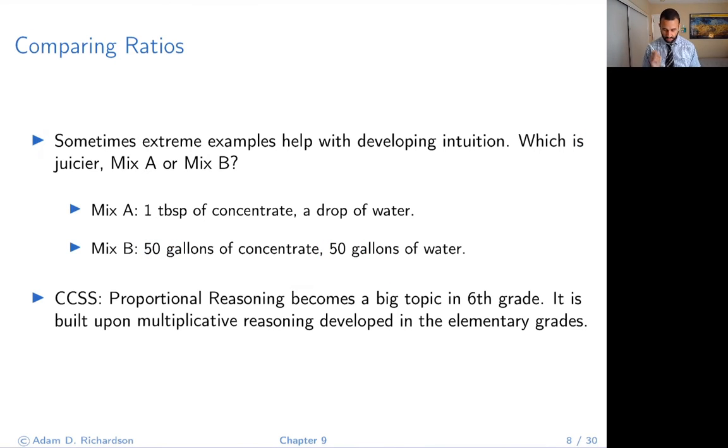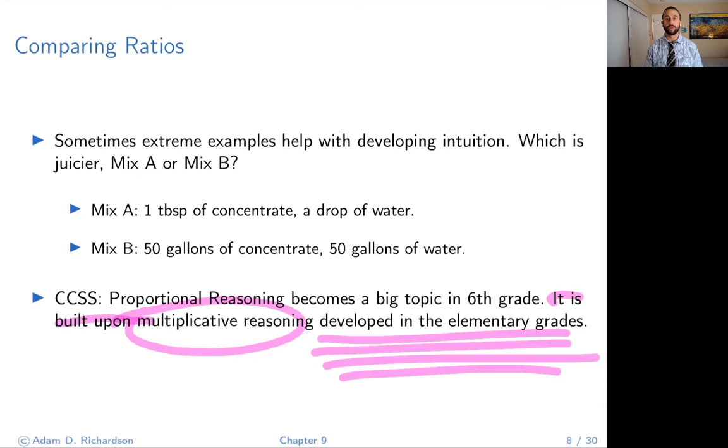Okay. So Common Core standards, proportional reasoning becomes a big topic in 6th grade when students enter middle school. And this is the key thing here, right? It is built upon multiplicative reasoning developed in the elementary grades. So if students don't develop this intuition in the elementary grades, they start to struggle with proportional reasoning. And then that just leads to more and more things down the line that are harder for them to understand.